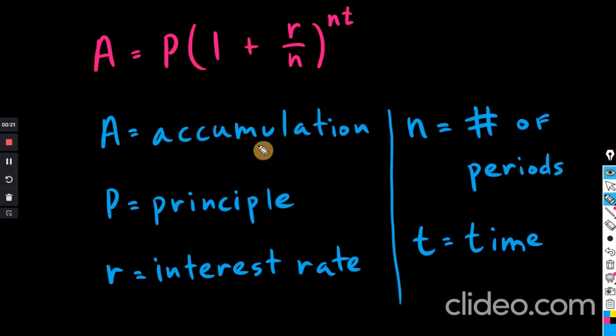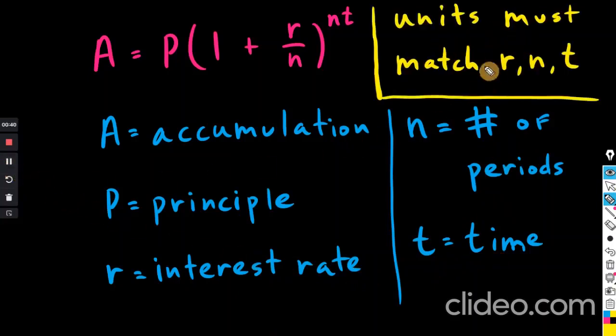A is the accumulation, or the amount accumulated in total. P is the principal amount, that is normally the amount initially invested. R is the interest rate. N is the number of periods. And T is the time.